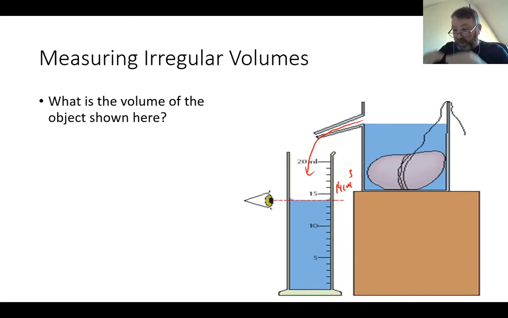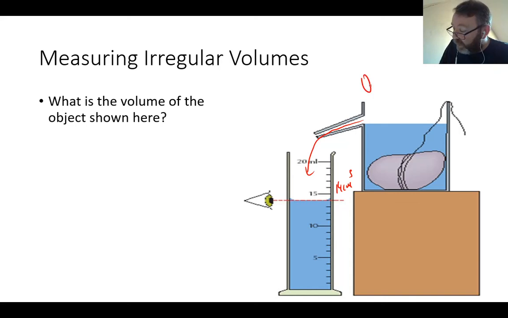I put in a certain amount of water that I can read. Then I put in the object. I see by how much the water is pushed upwards, and the difference in where I started and where I finished is exactly the same as the size of the object. If the object doesn't fit, well then we have to use an overflow can.